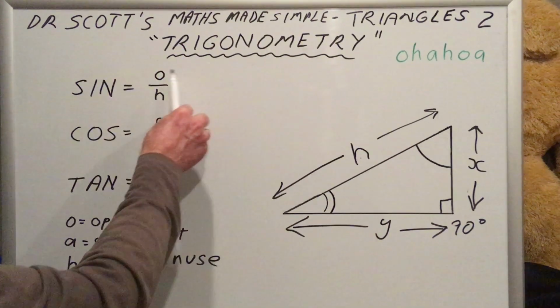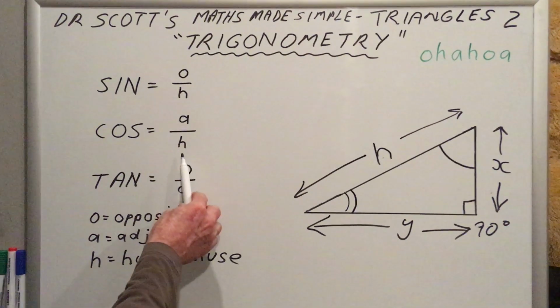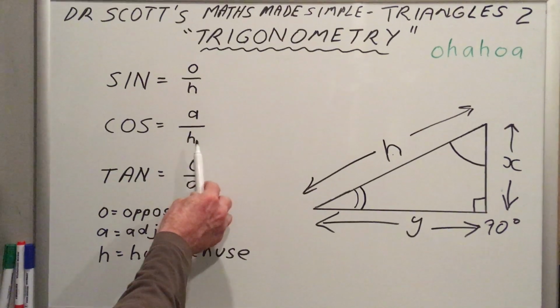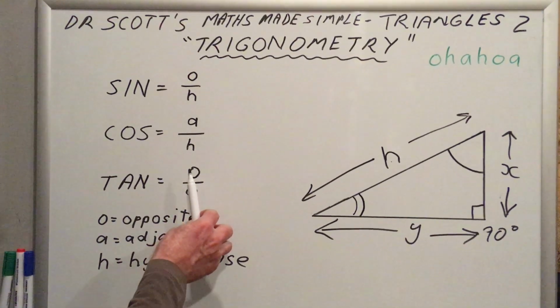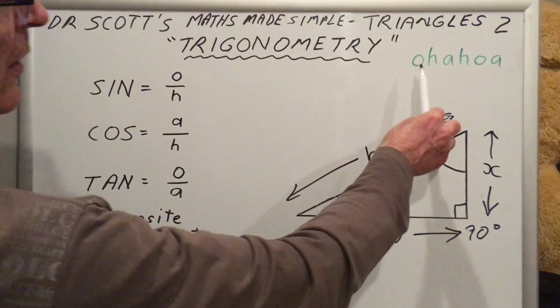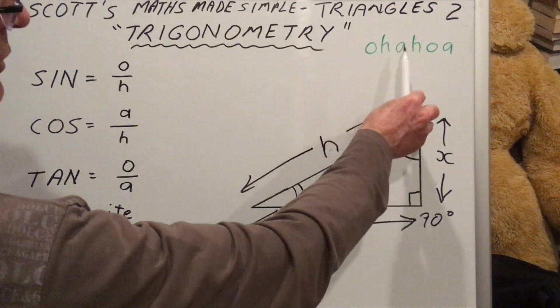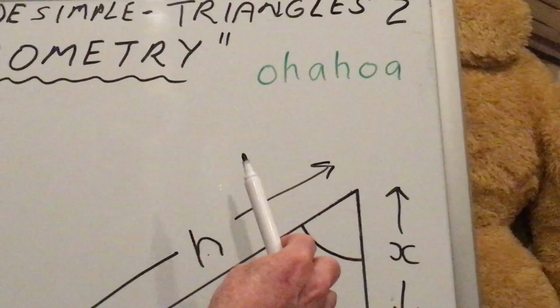So sine equals opposite over hypotenuse. Cos equals adjacent over hypotenuse, hypotenuse being the longest side of a right angled triangle. Tan equals opposite over adjacent. Sine, cos, tan. Opposite over hypotenuse, adjacent over hypotenuse, opposite over adjacent.